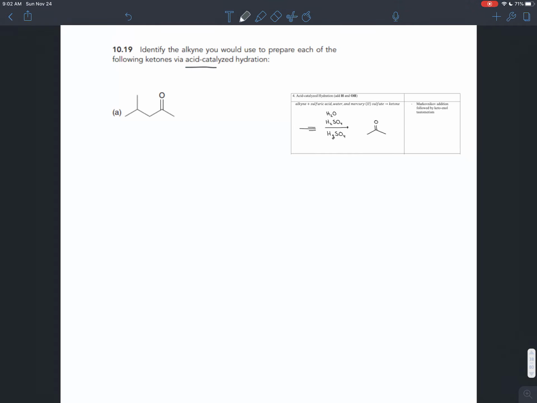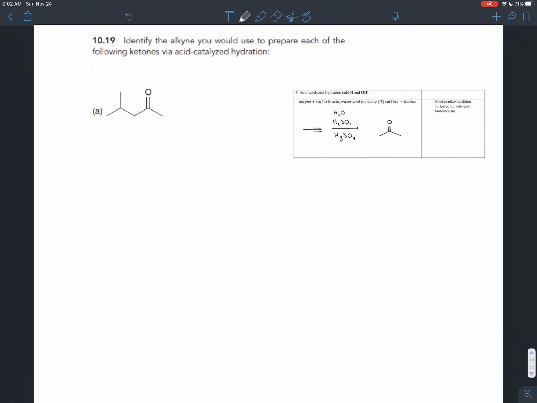It's trying to get you to think about acid-catalyzed hydration, but in the reverse direction. It says, if you want to prepare this ketone, what alkyne would you need in order to do acid-catalyzed hydration to make this? So really, a lesson from this exercise is, anytime you see a ketone, think, oh, I can make that from an alkyne. All I'd have to do is acid-catalyzed hydration. And you'll see that this habit of thinking, this ability to think backwards, will be really useful when you get to multi-step synthesis. So, what alkyne would you use?